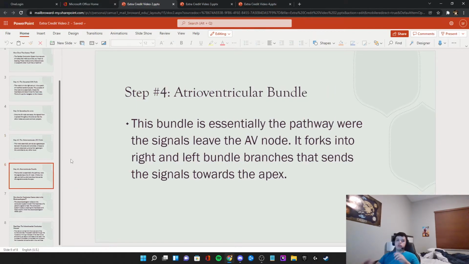So the atrioventricular bundle is the pathway where the signals leave the AV node. In terms of where it's located, it forks into the right and left bundle branches that send the signals towards the apex. Once the signal leaves the AV node, it gets sent to the AV bundle, and then this bundle sends the signal down towards the apex of the heart. Okay.